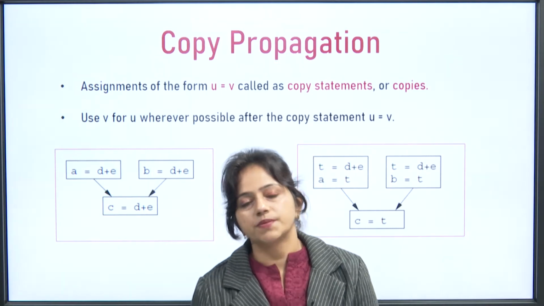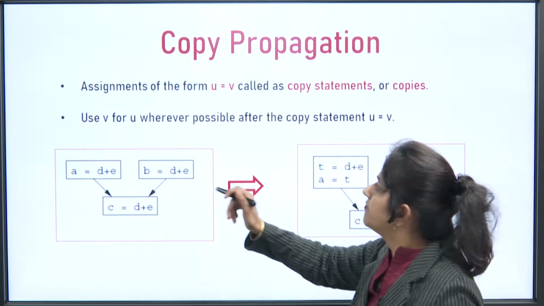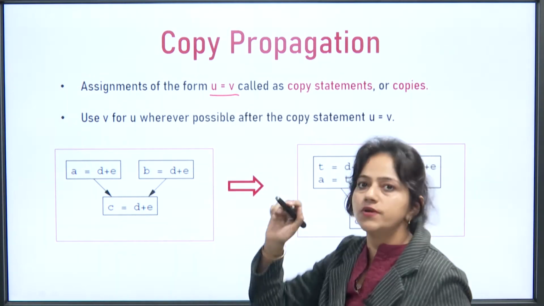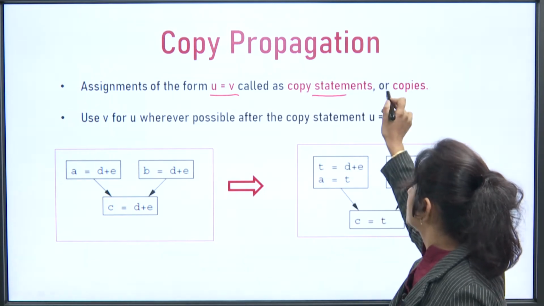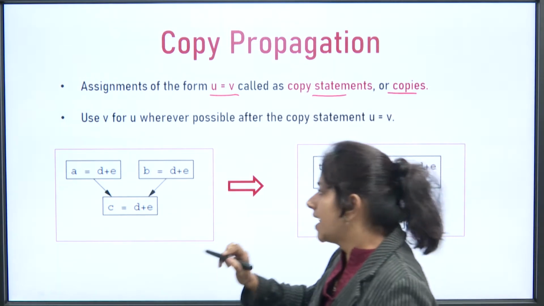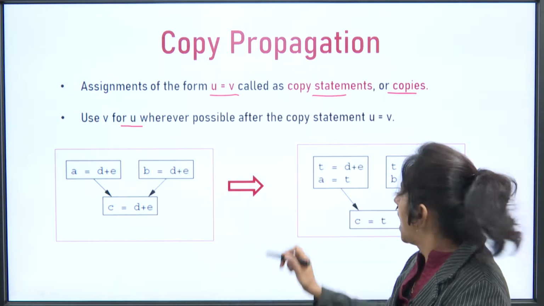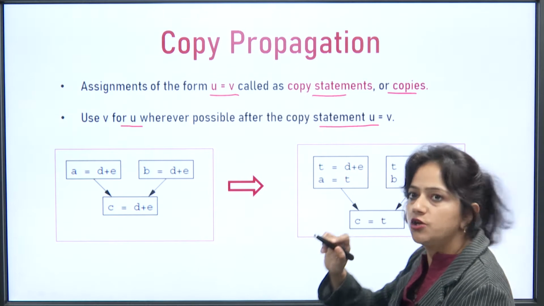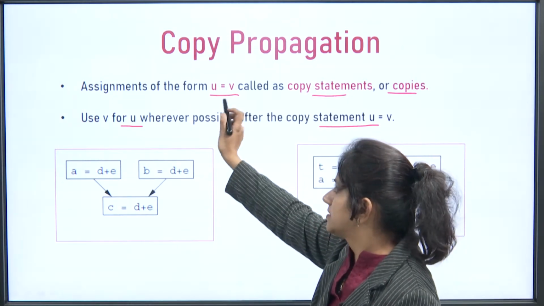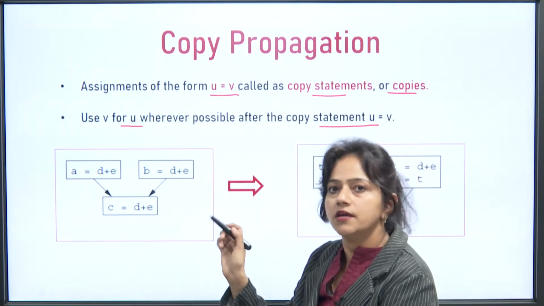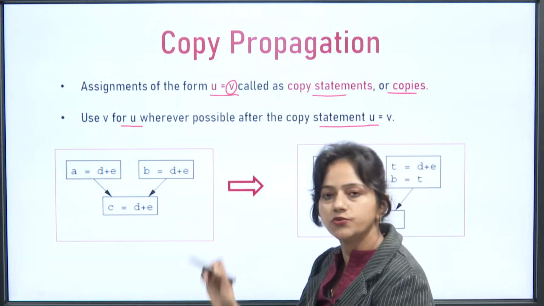The next code optimization technique is copy propagation. We may have assignments of the form u is equal to v, and such assignments are called copy statements or copies. We can use v for u wherever possible after the copy statement u is equal to v. So in subsequent steps we will prefer to use v rather than u.